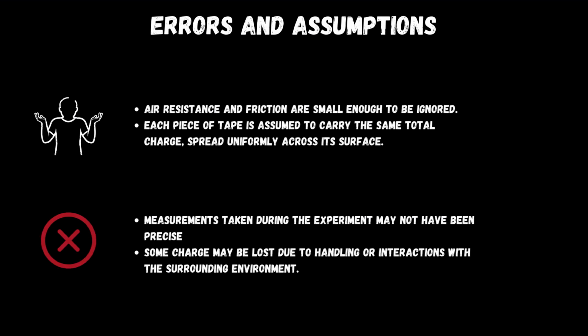Some of the errors and assumptions present in this lab: our main assumptions were that air resistance and friction are small enough to be ignored, and each piece of tape is assumed to carry the same total charge spread uniformly across its surface. We learned that some of the assumptions were not correct, and some of the errors included that the measurements taken during the experiment may not have been precise, and also some charge may have been lost due to handling or interactions with the surrounding environment.